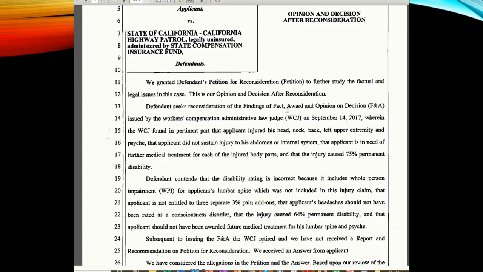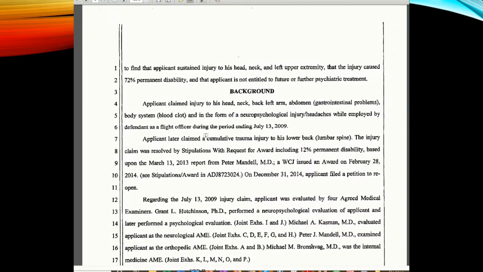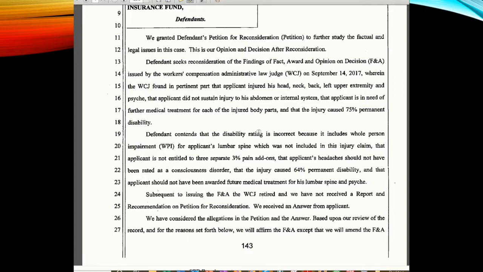So the defendant sought reconsideration of the findings of fact, award, and opinion from the workers' compensation judge, and the defendant contended that the disability rating is incorrect because it includes whole person impairment for the lumbar spine, and that's not relevant for our case, but that the applicant is not entitled to three separate 3% pain add-ons. Three separate 3% pain add-ons. That totals a total of 9% whole person impairment as add-on impairment for pain provided 3 times.